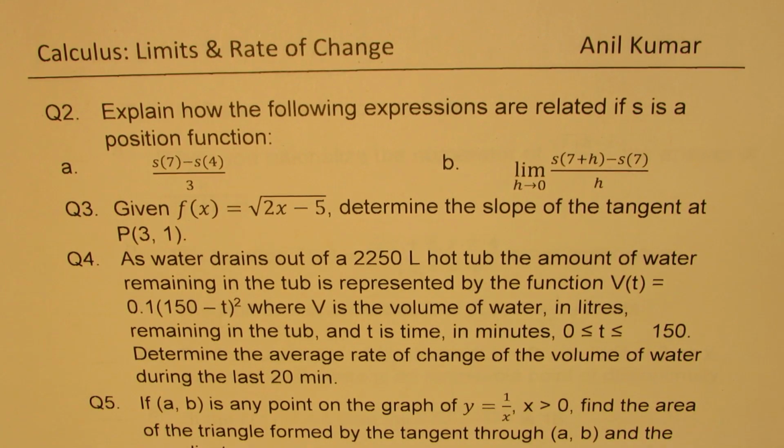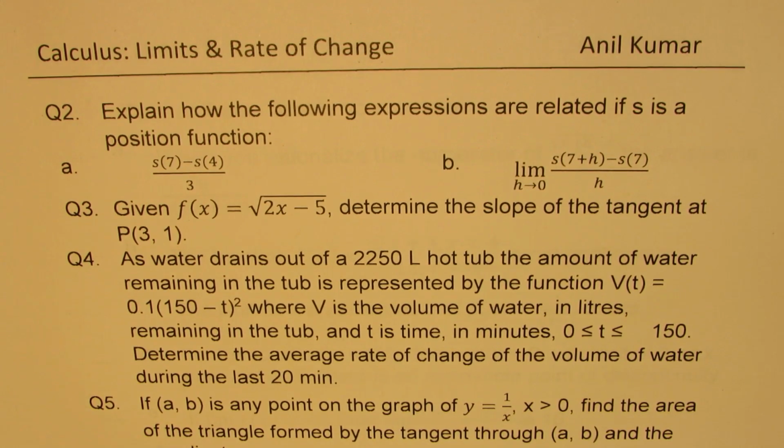Question 5. If a, b is any point on the graph of y equals 1 over x, where x is greater than 0, find the area of triangle formed by the tangent through a, b and the coordinate axis. Question number 6 is, a circular oil slick on the ocean spreads outwards. Find the approximate rate of change in area of the oil slick with respect to its radius when the area is 100 pi meters square.